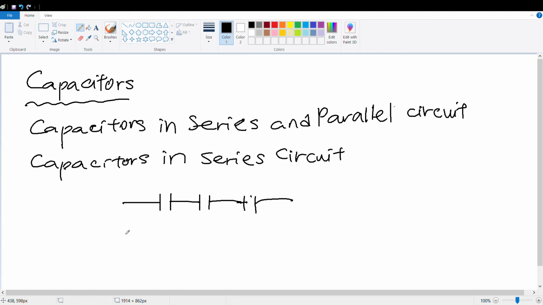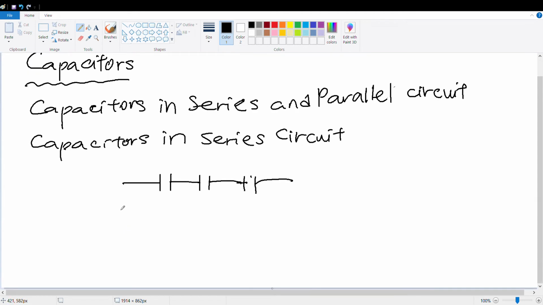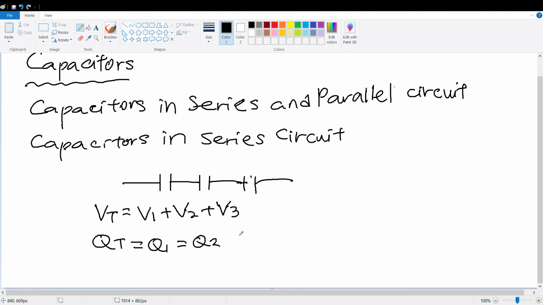In series circuits, we know that the total potential difference across the circuit, Vt, equals V1 plus V2 plus V3. These V1, V2, V3 are the potential differences across the plates of these 3 capacitors. This is the equation for the total potential difference in series circuits. As for the charges, the charges follow the rules of the current. So the total charge exerted by the capacitors is Q equals Q1 equals Q2 equals Q3.